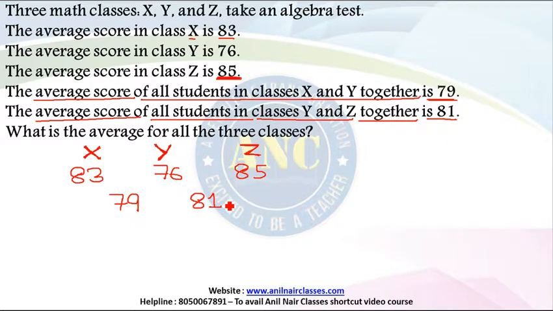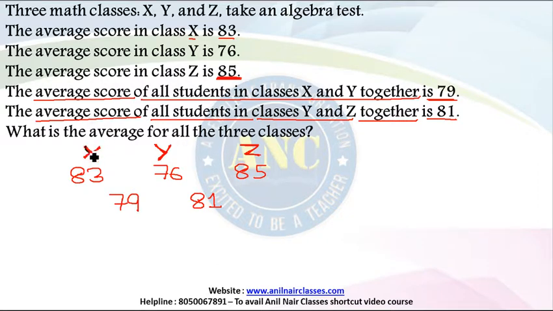What is the average for all the three classes? In simple language, sir, individual classes average is given, combination of two classes together average is given, combination of three classes average is what we need to find. I hope the idea is clear.